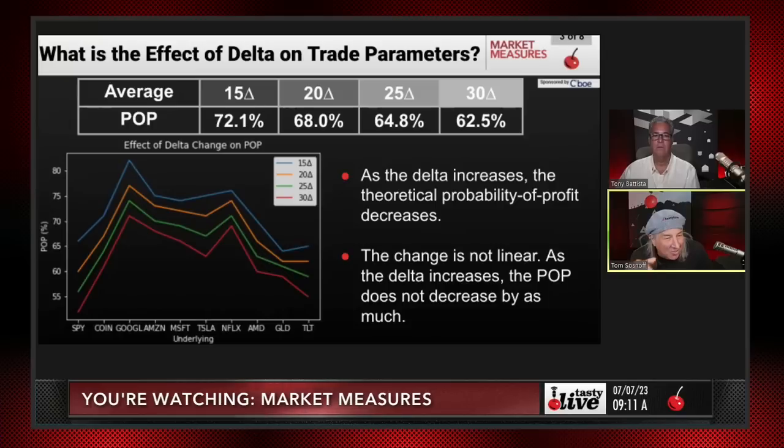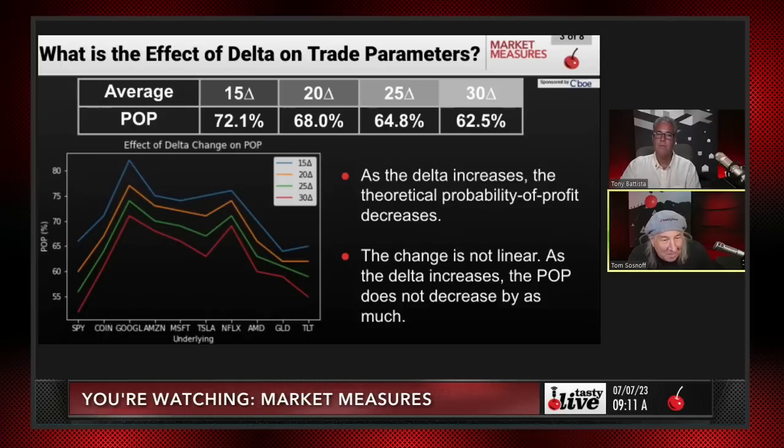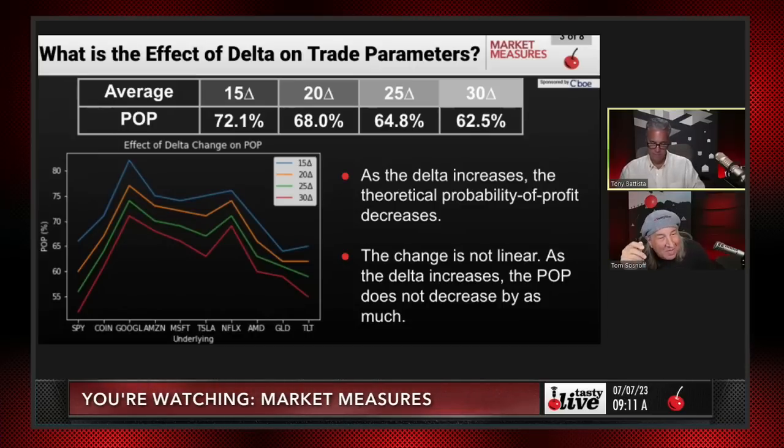This is on all those underlying stocks that we looked at. And then on the 30 delta, it came down to 62.5. The change is not linear because the difference between each one wasn't exactly the same, but it's pretty close. The fact that they wrote here it's not linear is really minor. As delta increases, the POP does not decrease quite as much, but you can see right there that they're pretty much in line. Now go to the next slide.